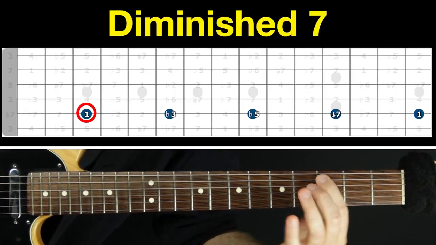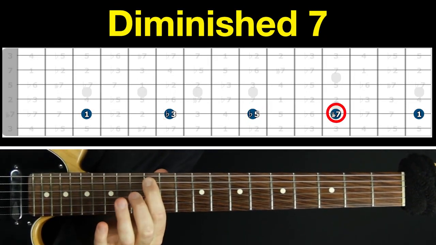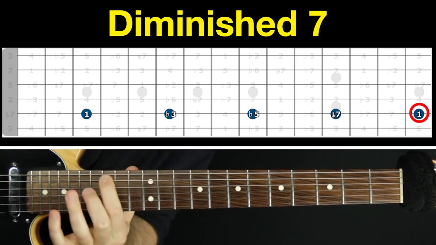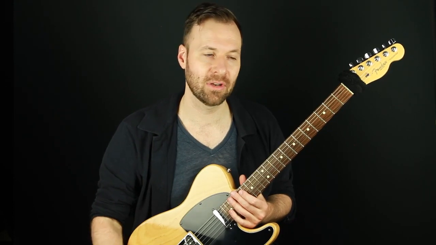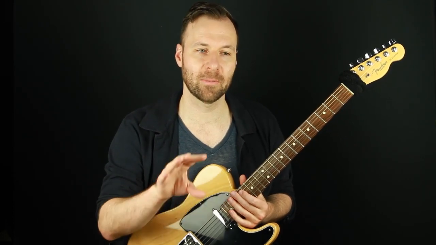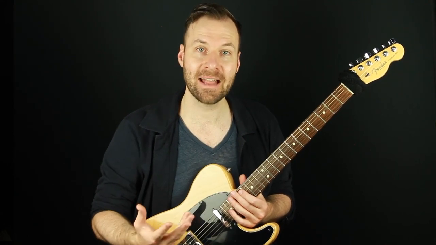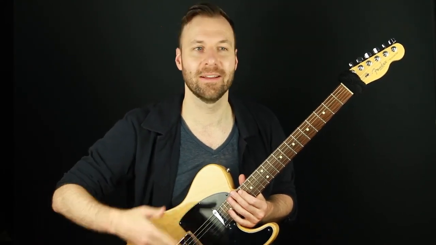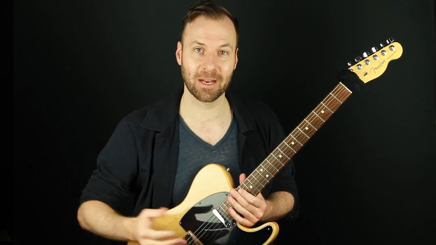Okay, so we have the root, the flat 3, the flat 5. This is called the double flat 7, and then it goes up to the root again. Why is that one note called double flat 7? It's quite straightforward, actually, because the diminished 7th chord naturally exists as the 7th chord in the harmonic minor scale.